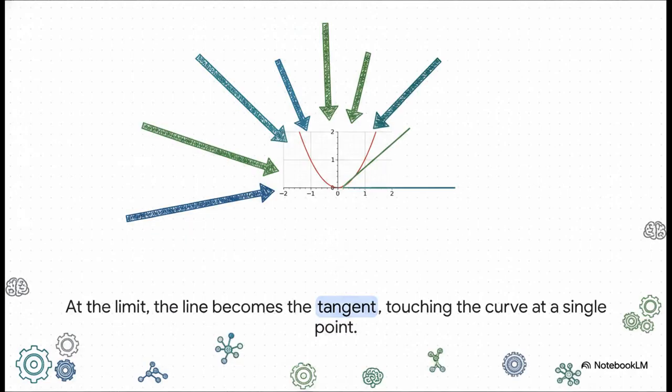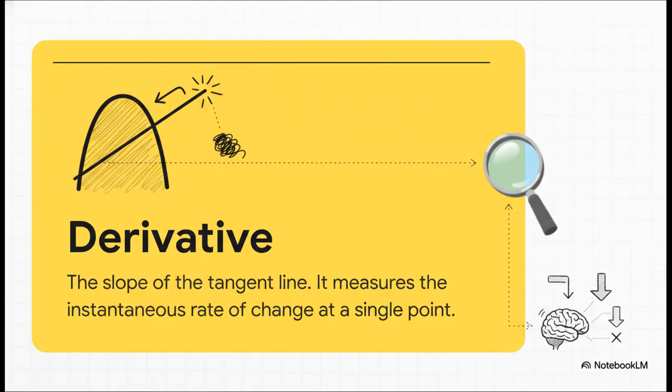And if we take this idea to its logical extreme, bringing the points infinitely close until they're basically the exact same point, the line now just barely kisses the curve at that one single spot. This is what we call the tangent line. And that right there brings us to the definition. The derivative is simply the slope of that tangent line. It's no longer an average slope over some distance, it's the instantaneous slope. It gives us a precise measurement of how steep the hill is right under our feet at this exact moment.